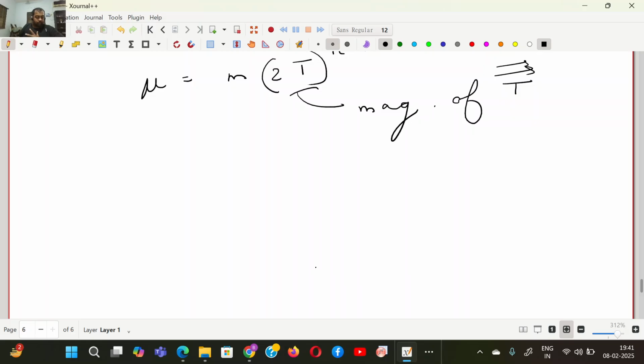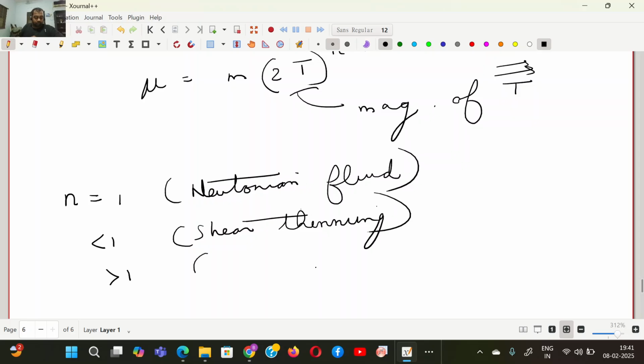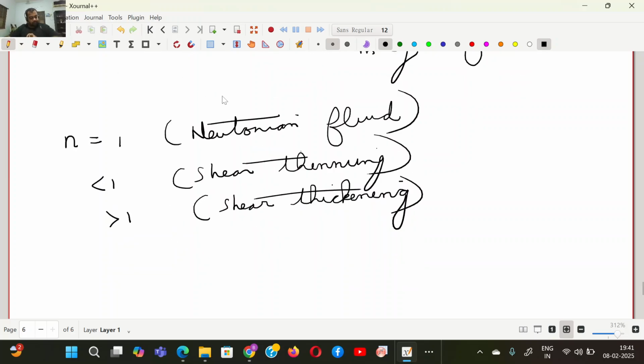for Newtonian fluid, what happens? Mu is a constant. Mu is independent of the rate of strain tensor. So n is equal to 1 for Newtonian fluid. It is less than 1 for shear thinning fluid. It's greater than 1 for shear thickening fluid. Fine.